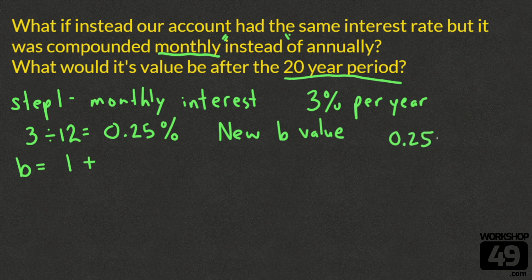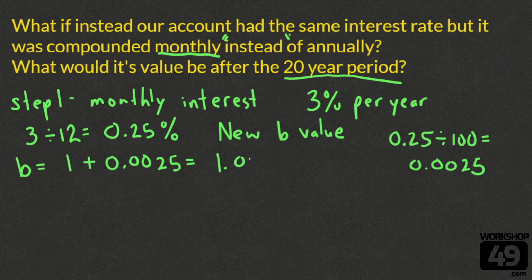0.25%. We still need to divide it by 100, just like we had to divide the 3 by 100. When you take this 0.25 and divide by 100, we get 0.0025. That's the trick. When you add those together, the base in this case is 1.0025. You have to remember to divide by 100 when you take that interest rate.